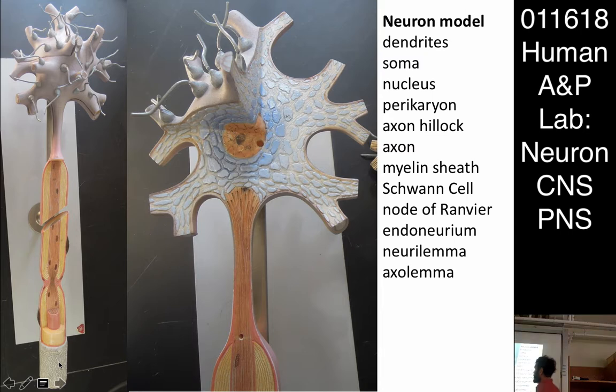Axon hillock. So after we get a summation of all these graded potentials, we have local currents that bring the passive depolarization of the axon hillock to threshold. So this little lump here is the axon hillock. Then we have excitable membrane of the axon until we get down to the myelin sheath along the length of it.